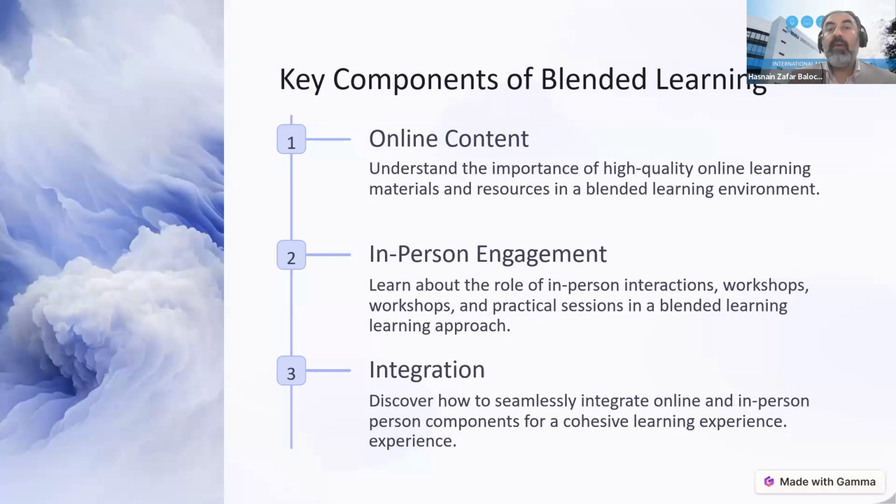So let's move on. Key components of blended learning, and this slide is made with Gamma. Gamma is actually an AI-enabled content designer or developer, okay? So normally, whenever I design my slides, I do ask Gamma, and I just compare for anything I miss out. So this was the slide which I missed out, so I just copied it, okay?